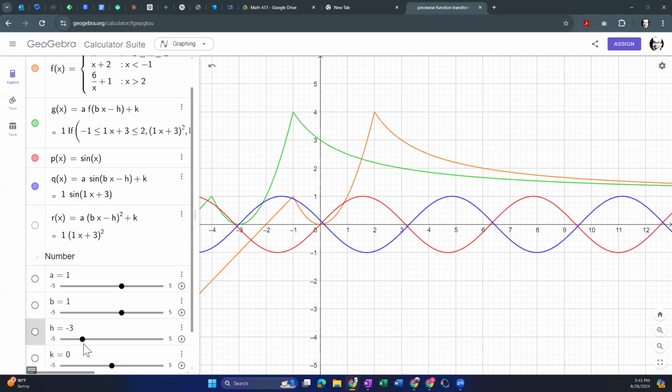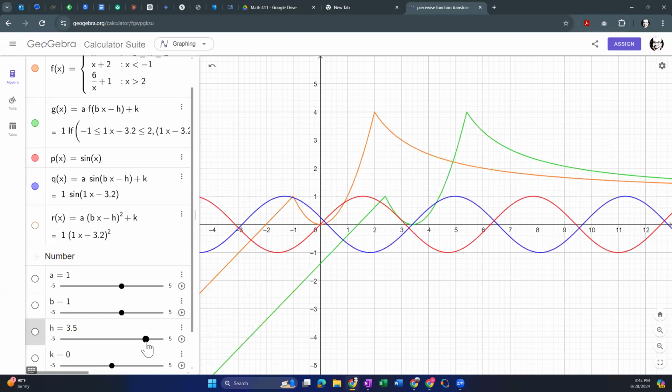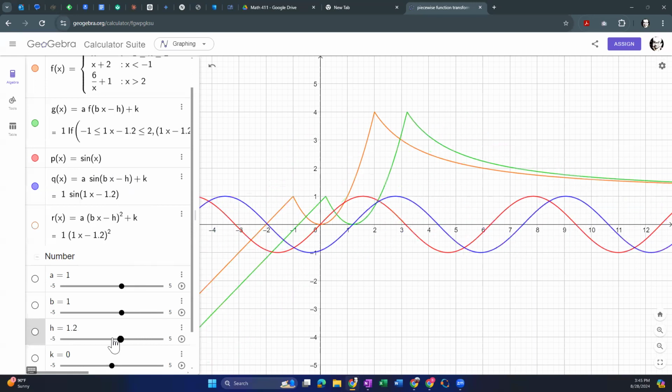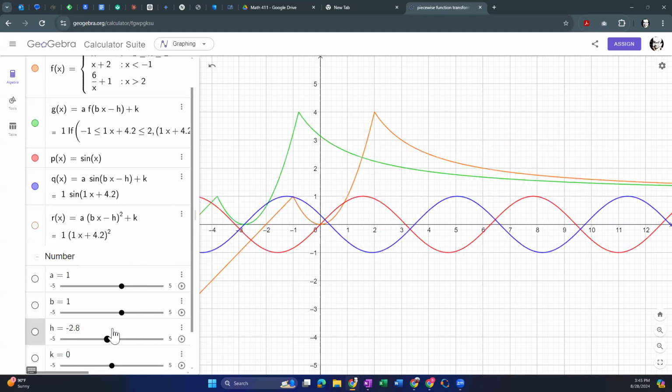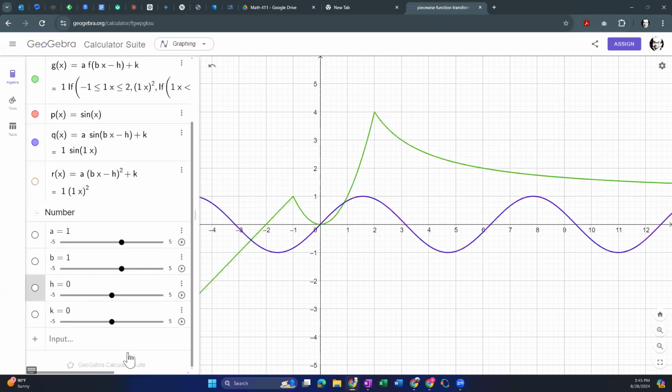Negative numbers for H make you go left now, and positive numbers for H make you go right. If that negative sign isn't there, then that's going to be flip-flopped. But H induces a horizontal translation. Okay. And then finally, we've got K. K is just hanging on the outside.